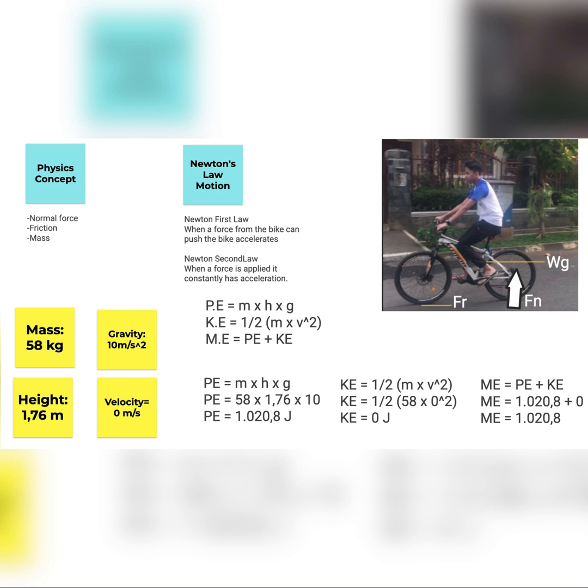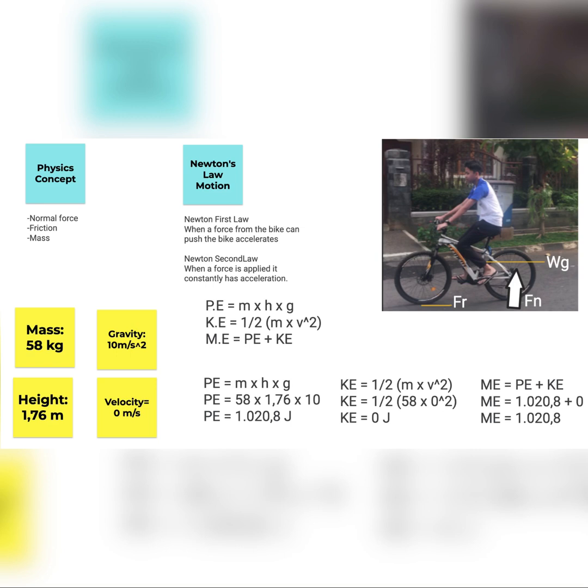So the first one is potential energy, mass times height times gravity, based on the notes. So the mass is 58 times height 1.76 meters times gravity, which is 10, and the result is 1020.8 joules. Moving on to KE or kinetic energy, which is 1/2 times mass, which is 58 kilograms, times velocity, which is 0, and the result is 0 joules.